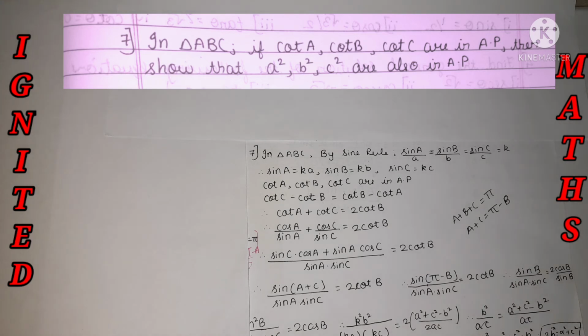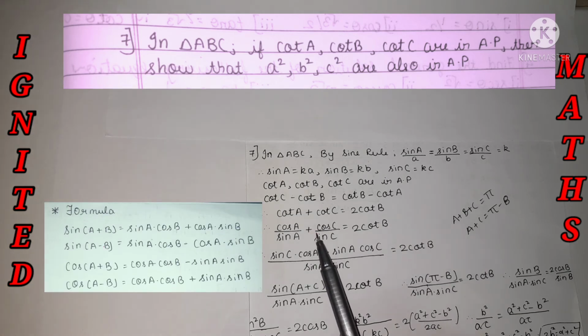Now we need to prove that a square plus c square is equal to 2b square. So let's get started. Cot A, cot C, cot B. We know the value of cot theta is nothing but cos by sin. According to the angle, I have mentioned it over here. Over here we need to rationalize the denominator.